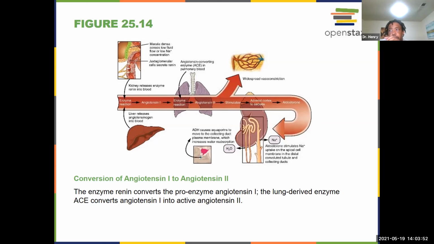That enzyme stimulates the adrenal cortex to secrete aldosterone, and aldosterone basically stimulates the uptake of sodium. So now we're tying that whole concept of kidney function into sodium uptake, and we can start to see how it ties into our blood pressure.